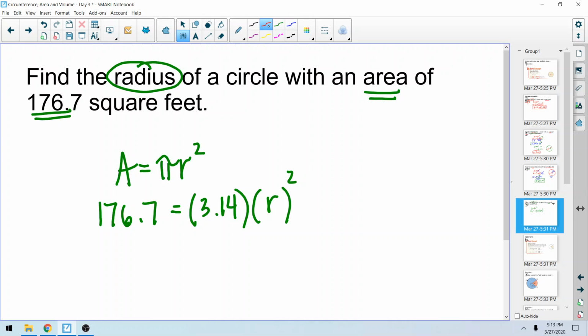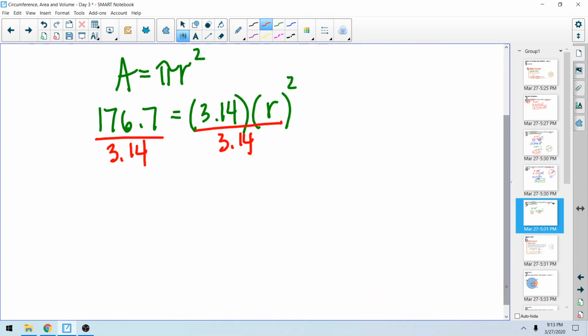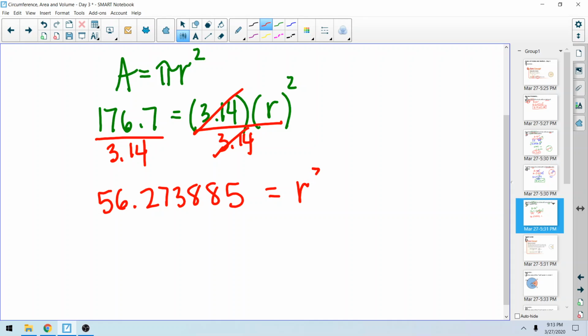Well, once again, we have to solve for r. So I'm going to divide by 3.14 on both sides. So 176.7 divided by 3.14, and I'm getting 56.273885. And again, try to keep as many of those decimals as you can until we're absolutely done. Those go away. R squared.